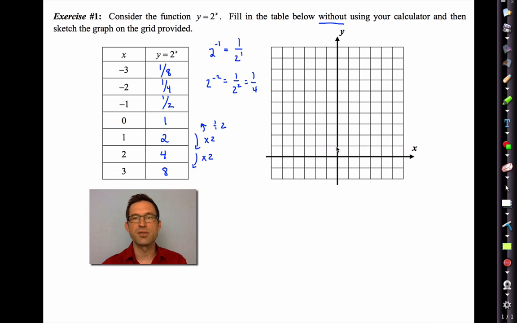So let's plot these. Again, I'm going to start with the easy ones. 0, 1, that's a pretty simple one. 1, 2, 2, 4, 3, 8. Now for the fractional ones, -1, 1/2, -2, 1/4, and -3, 1/8. So we'll get something that looks kind of like this. Years ago, I had a student in calculus call this the hockey stick graph. It goes up very quickly and then levels out towards the x-axis. So there it is, y equals 2 to the x.